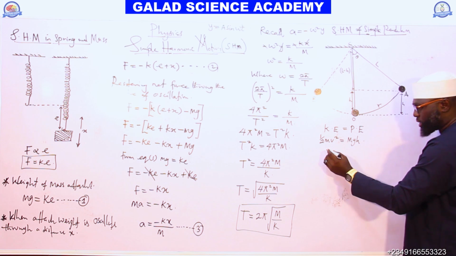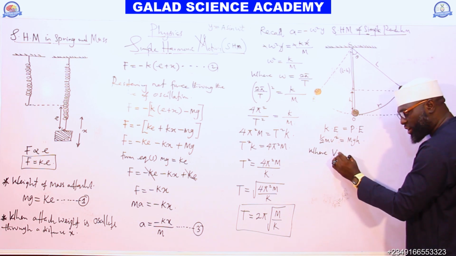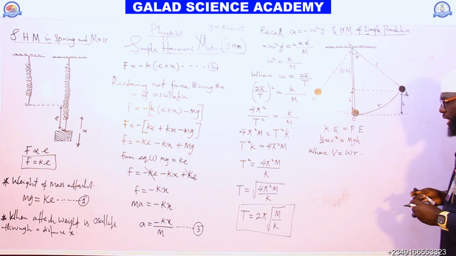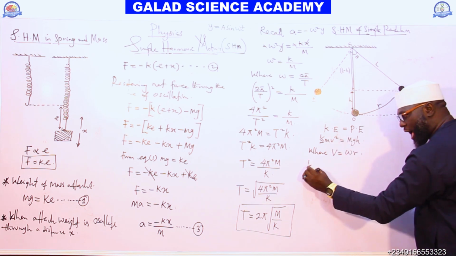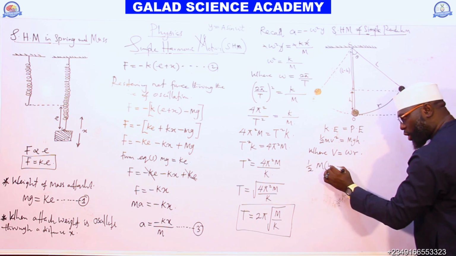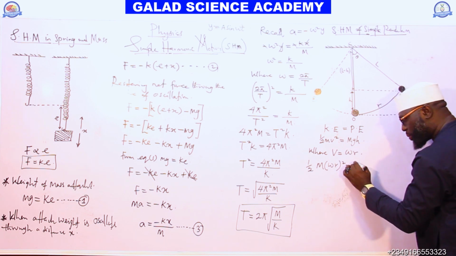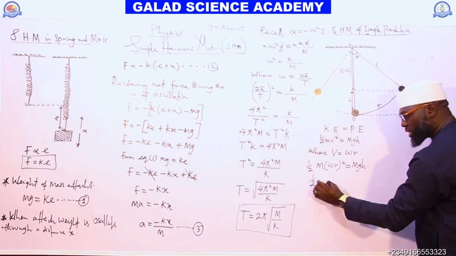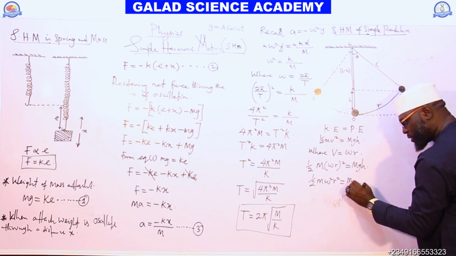And here again, we all know that velocity v is omega R. Let us substitute for omega R here. You now have half of m, omega R, everything square, plus mgh. You now have half of m omega square R square, and mgh.